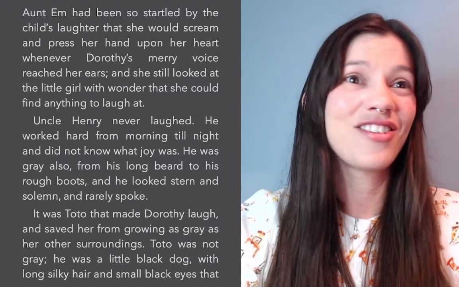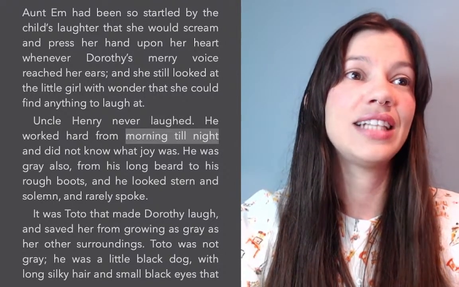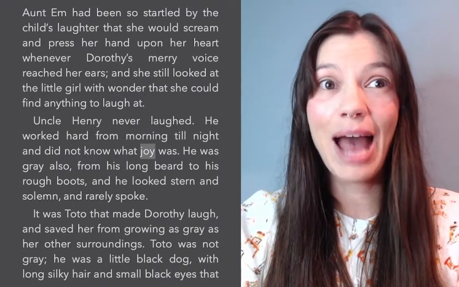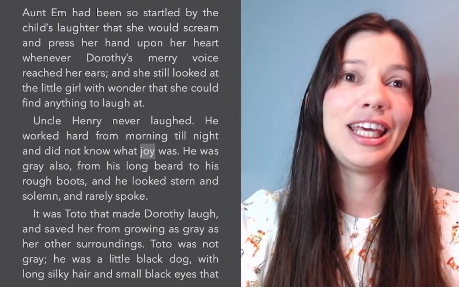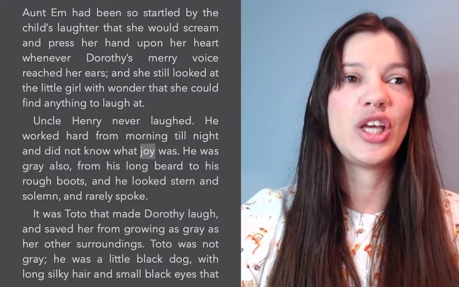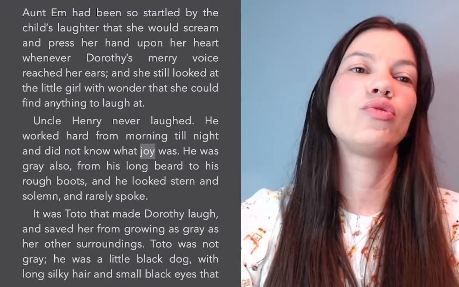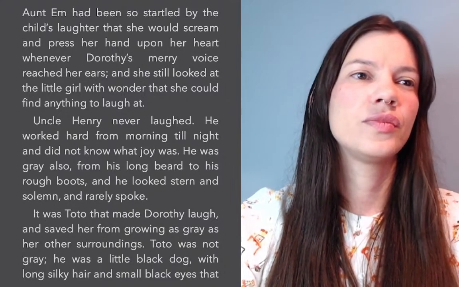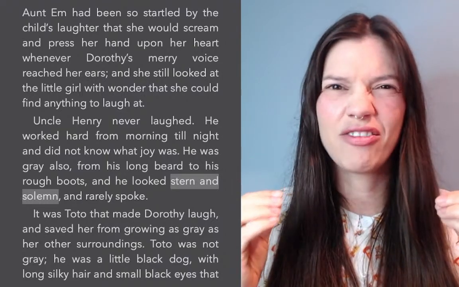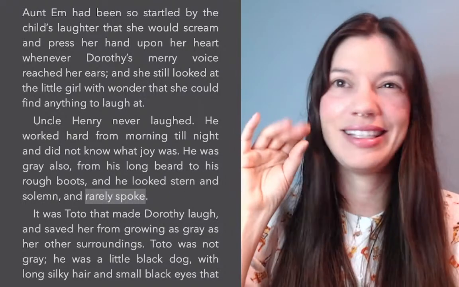Uncle Henry never laughed. He worked hard from morning till night and did not know what joy was. Joy, happiness. He was gray also, from his long beard to his rough boots, and he looked stern and solemn and rarely spoke. Stern and solemn. So he's very serious, didn't laugh, very hard person, and rarely spoke. He didn't talk much.